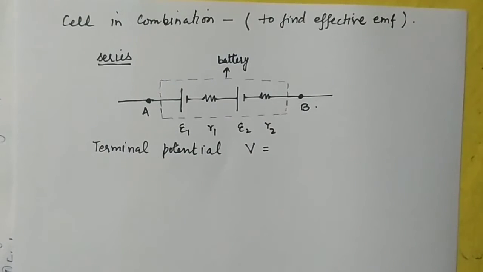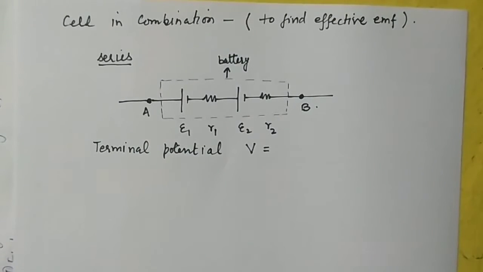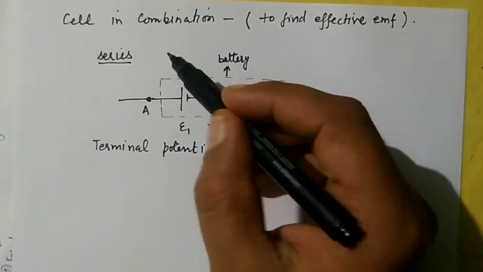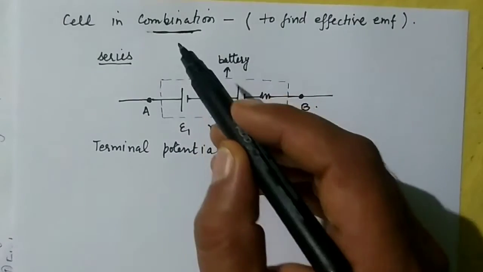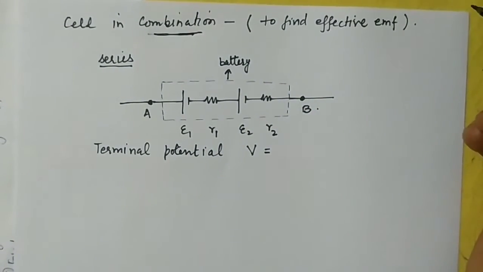In this video we will discuss cells in combination, that is, how to find the effective EMF. We already know that there are two types of combination, series and parallel. Let us discuss the series combination first, then parallel.